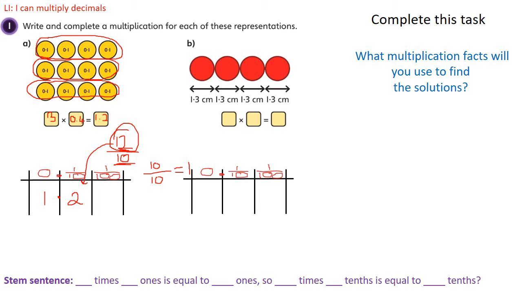In B, this representation is showing us repeated addition, isn't it? So we might need a place value chart again. And let's have a think about what we are calculating. So we have 4 lots of 1.3. Can you use your STEM sentence to solve this one? 4 times 13 ones is equal to, so 4 times 13 tenths is equal to. Have a go at finishing that one off.